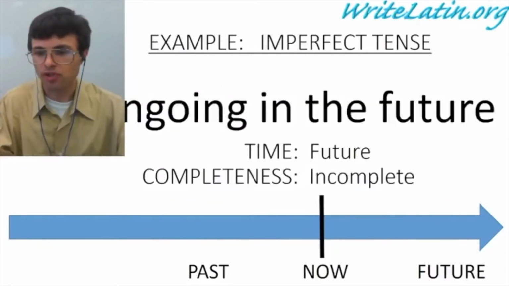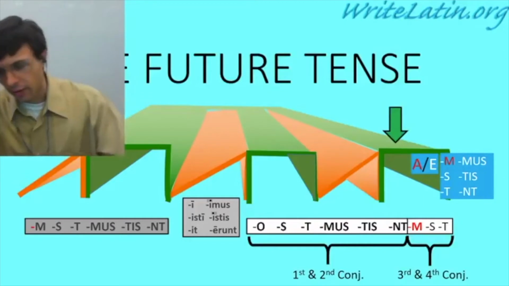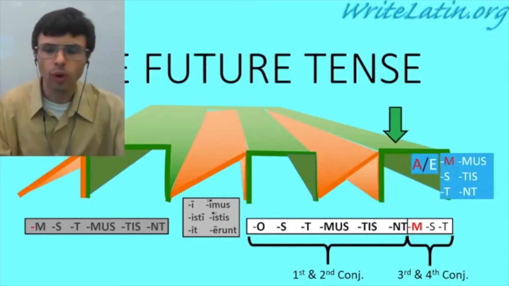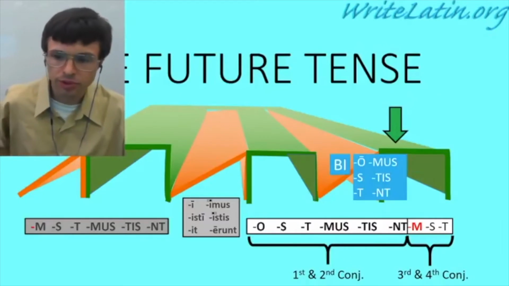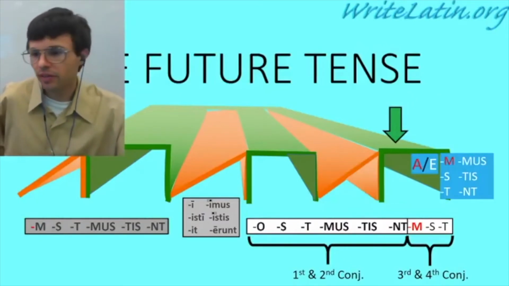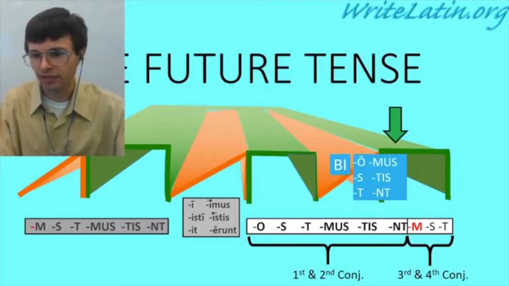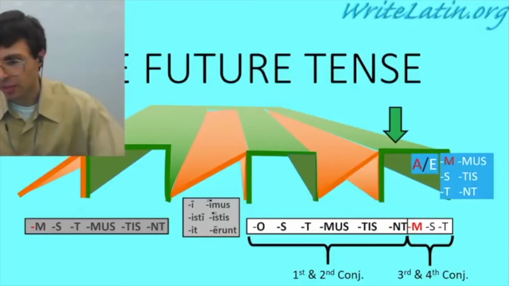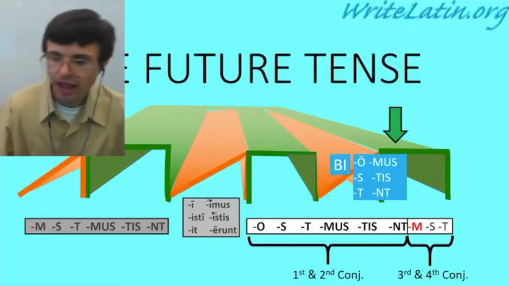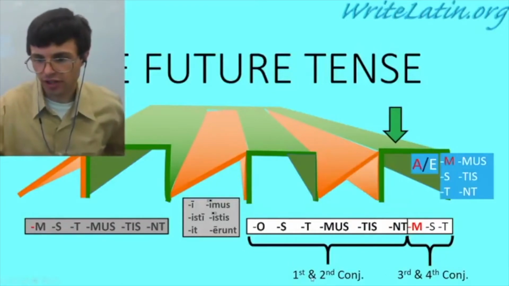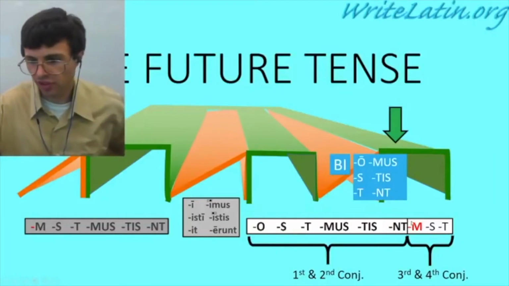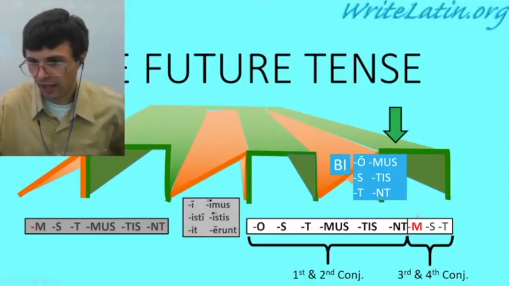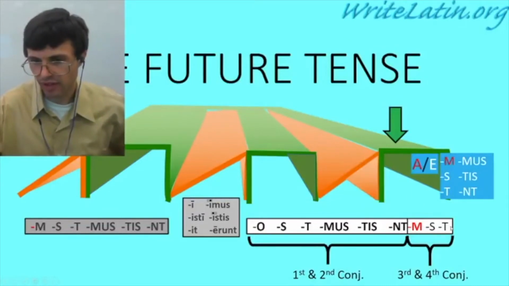In the future, we're going to have two rules. All right, so it's a little more complex than the imperfect because there was just one rule, BA, to produce the imperfect. But here in the future, there are two radically different rules, being BI and the other two conjugations being A or E. And you can see here that first and second conjugation are going to use the O, S, T, MUS, TIS, NT endings, and third and fourth are going to use that A and E with M, S, T, MUS, TIS, NT.